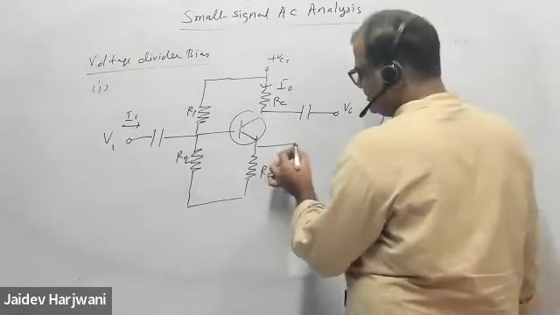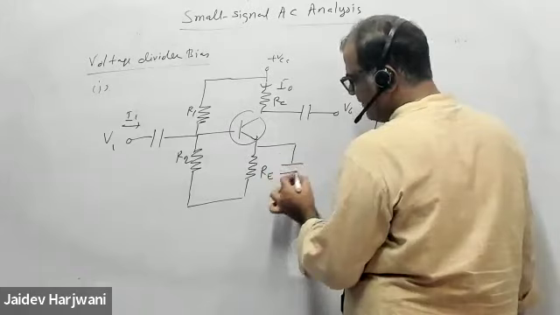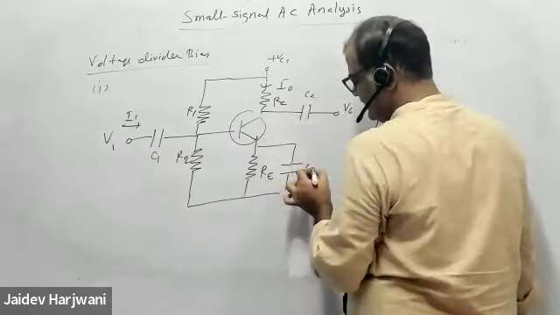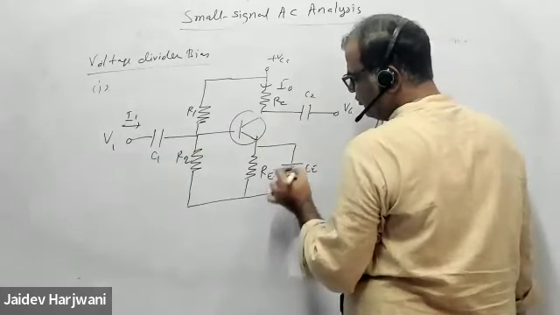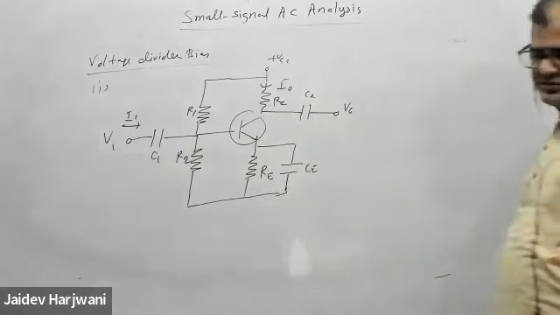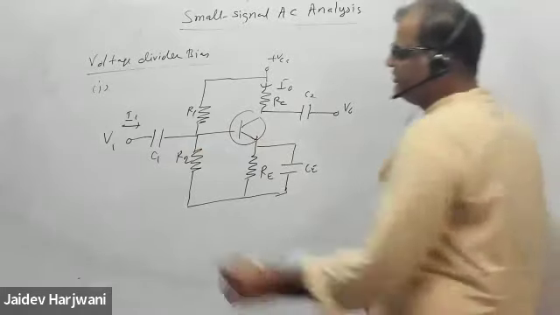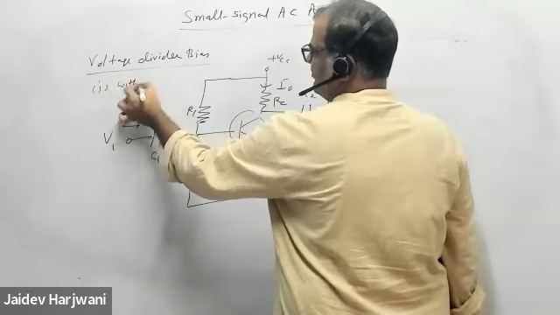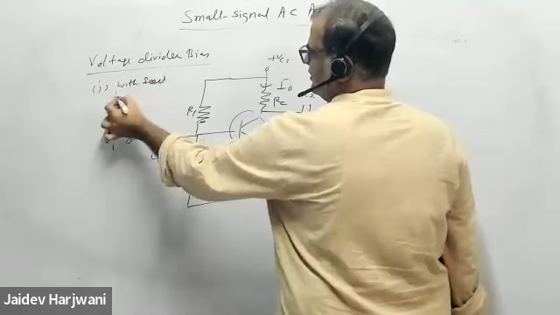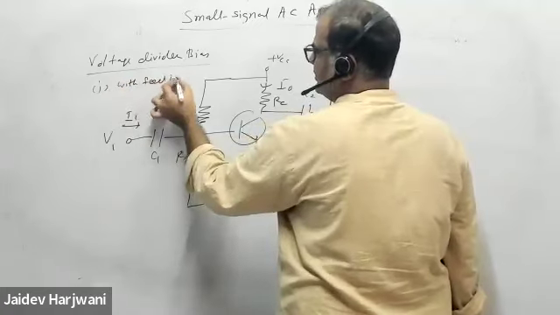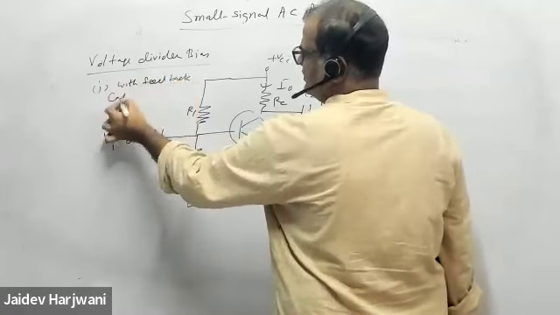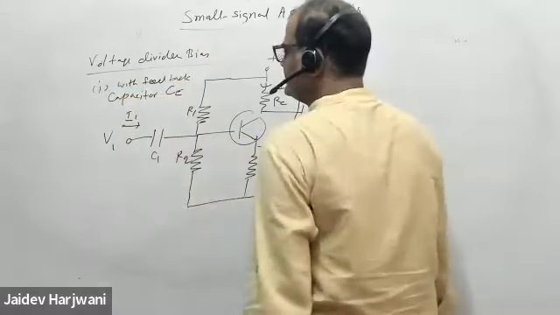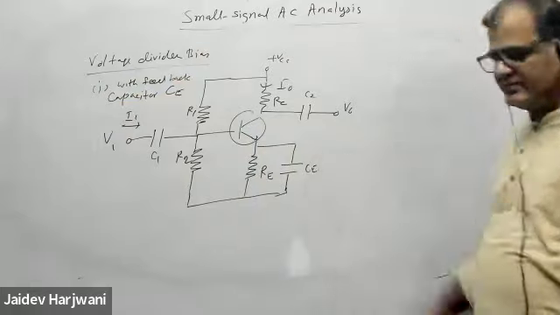And here is also capacitor. Now, one time I put capacitor here. This is C1, this is C2, and this is CE. One time I put a capacitor, one time I will not put the capacitor. So there are two circuits. So this is number one circuit, with the feedback capacitor CE, or bypass.